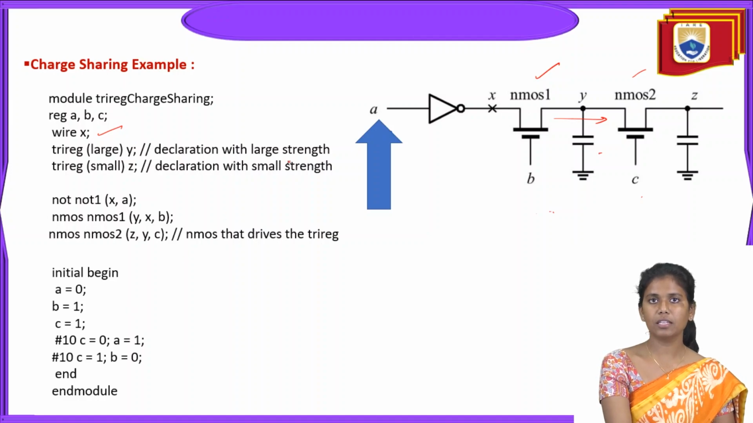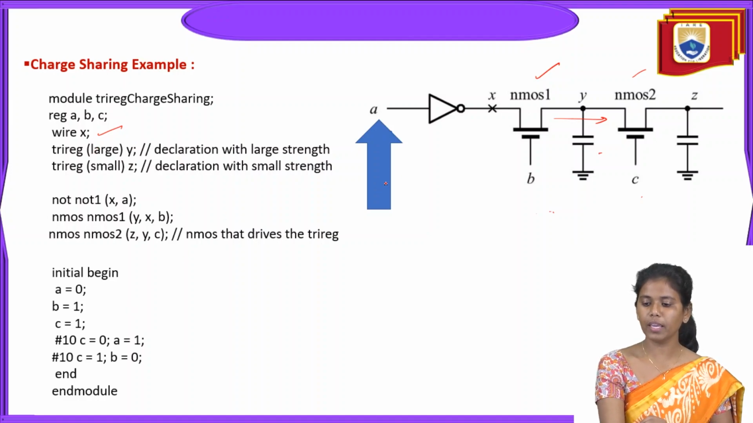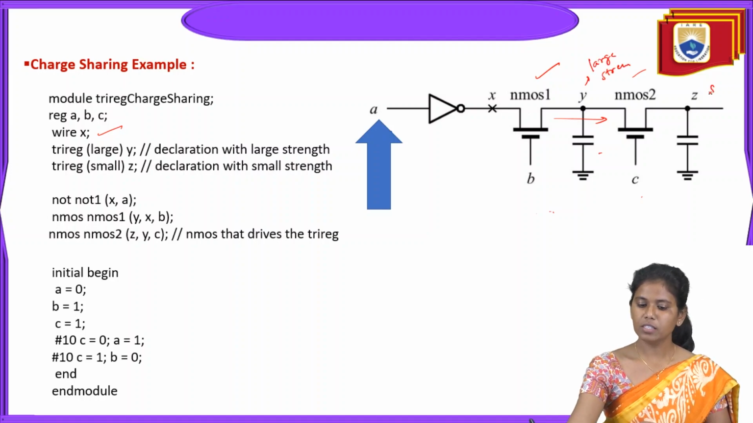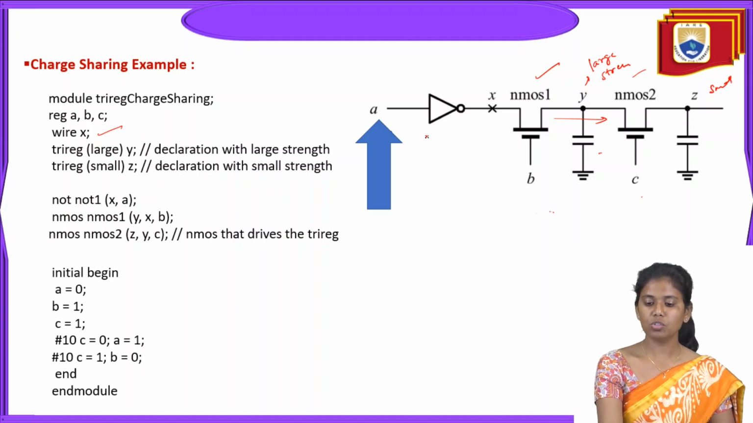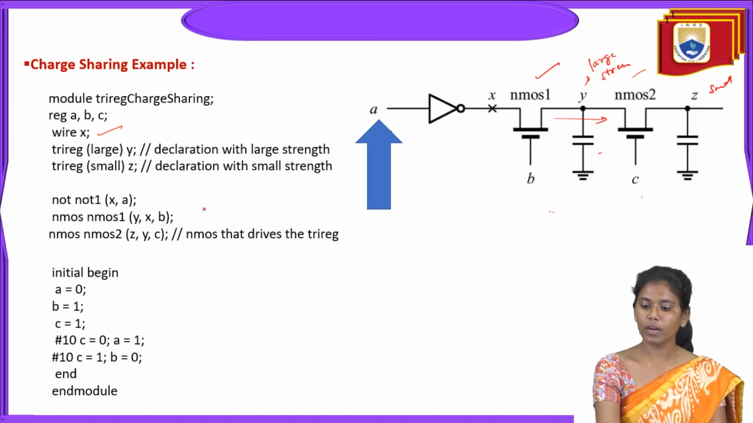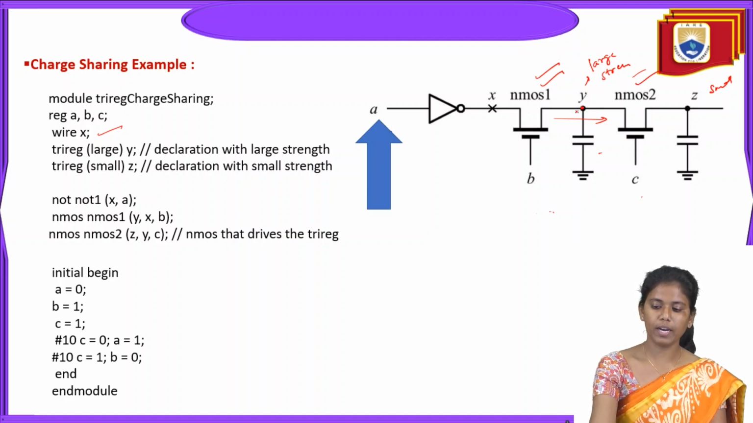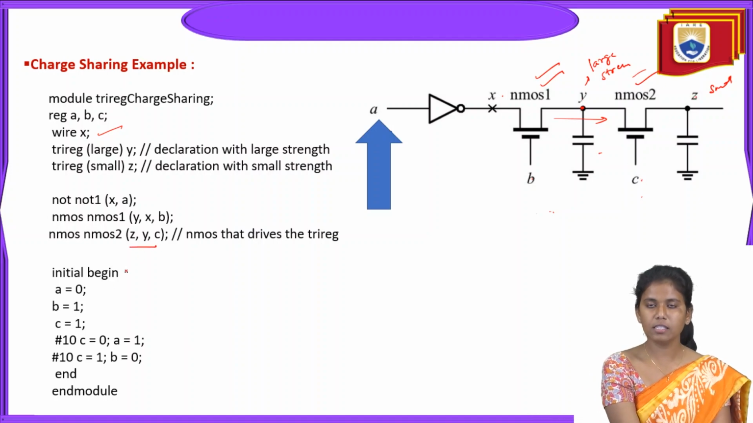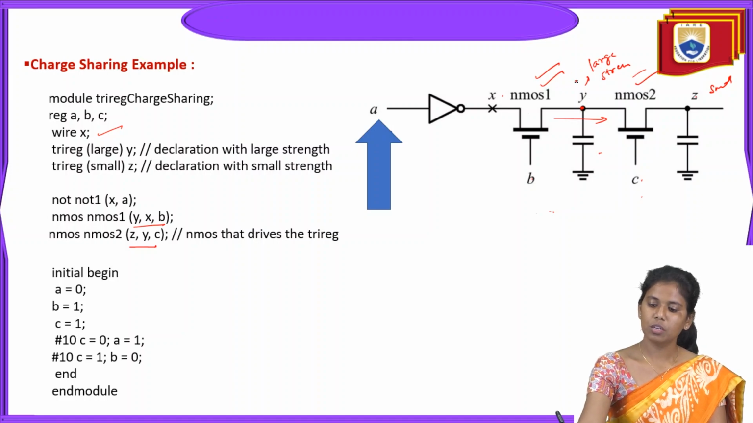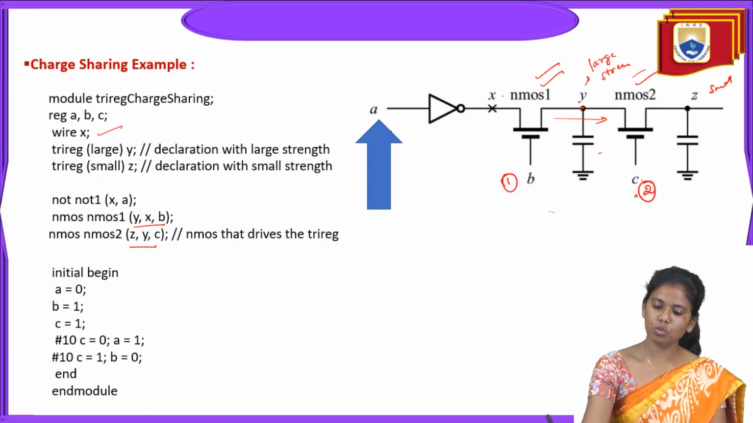So here is the declaration with large strength. For the large strength we are declaring it with Y, and for the small strength we are declaring it with Z. And then we will see the NOT gate, not N1. This NOT gate is passing with respect to both the switches: not with X and A, NMOS 1 and NMOS 2. NMOS 1 is with respect to Y, B and X, and NMOS 2 is with respect to Z, C and Y. This is with respect to 1 and this is with respect to 2.